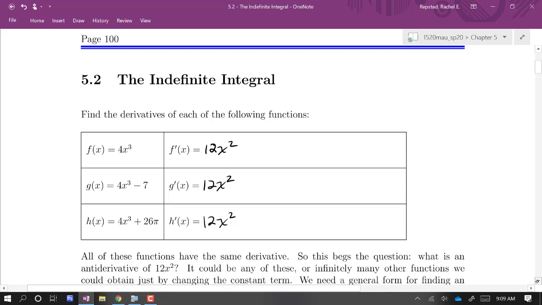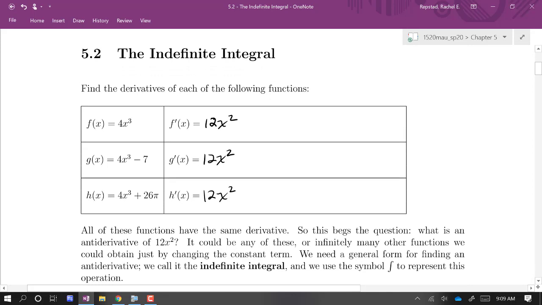And this begs the question, what's an antiderivative of 12x squared? This is why we say an antiderivative, because if I'm looking for an antiderivative of 12x squared, I'm just looking for a function whose derivative is equal to 12x squared. There are lots of them. Here are 3 of them. As it turns out, there are infinitely many.